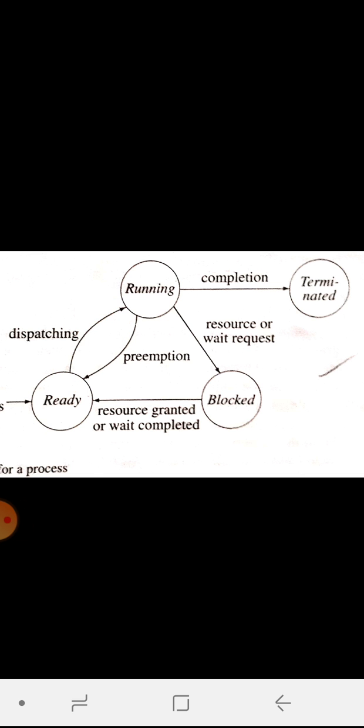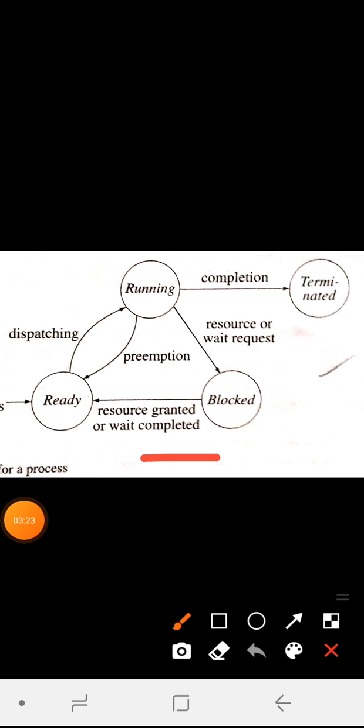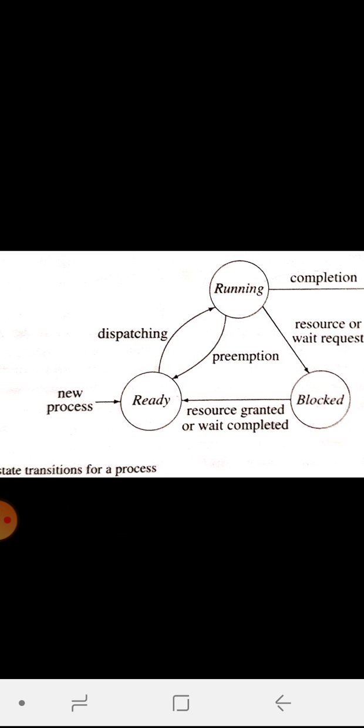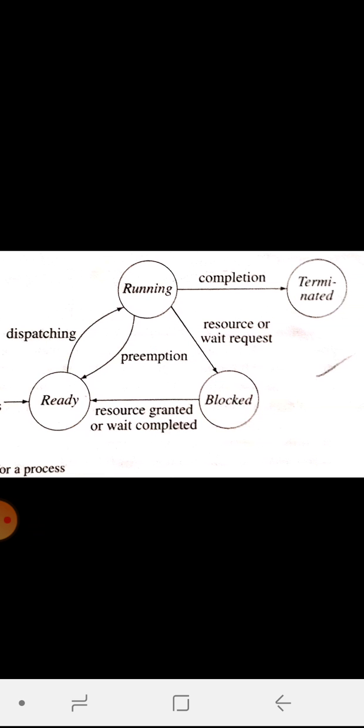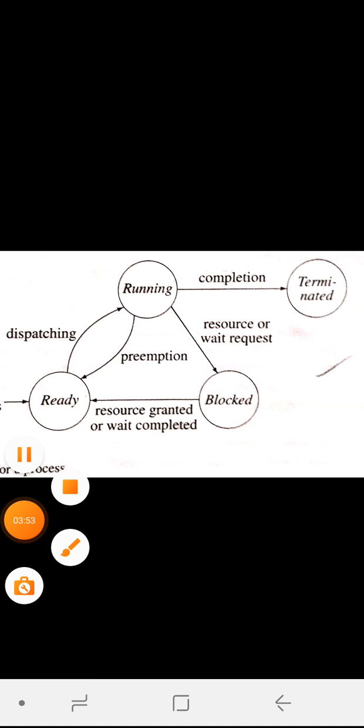Next we have blocked to ready. Blocked to ready will occur when the resource you have requested has been granted or your wait has been completed. And a new process may also cause you to be in ready state, when your process is asking for the CPU so that it can continue its operation. So therefore this is the transition diagram you have, from where you can go to different states like running to terminated, running to blocked, running to ready, blocked to ready, or ready to running. So this is the state transition diagram.